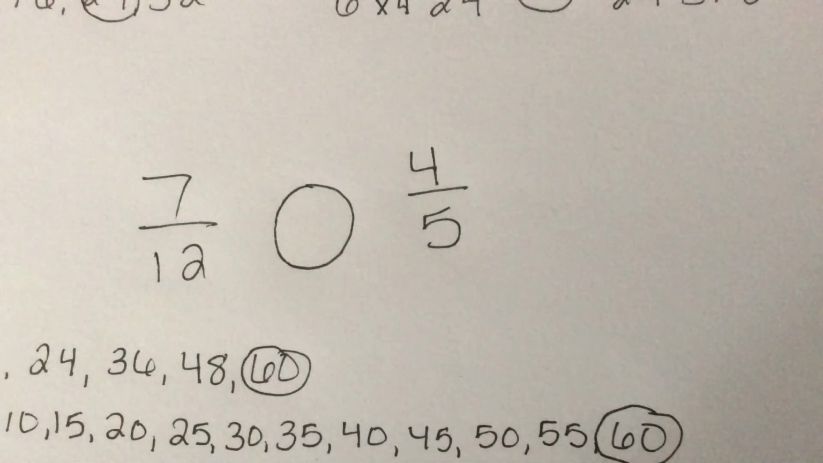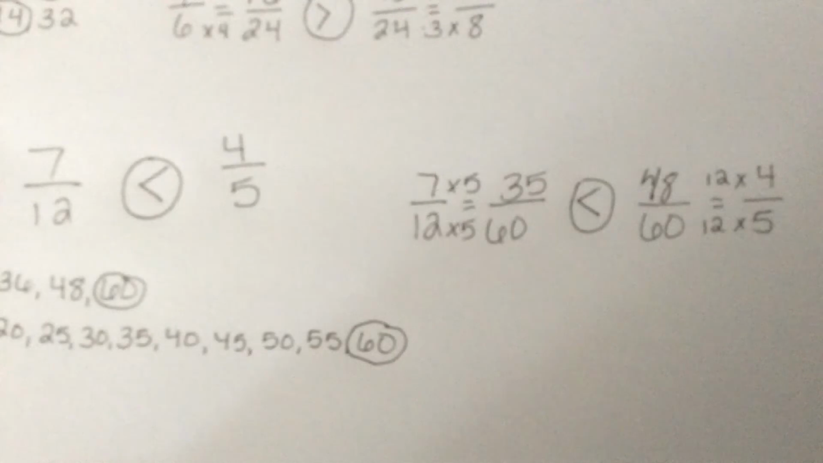Now 7/12 compared to 4/5. I need to start by finding the multiples of 12 and 5 so I can find that common multiple, which is 60. I'm then going to make those equivalent fractions. Remember, I always multiply the numerator and denominator by the same number. Once I've done that, I find that 48/60 is larger.